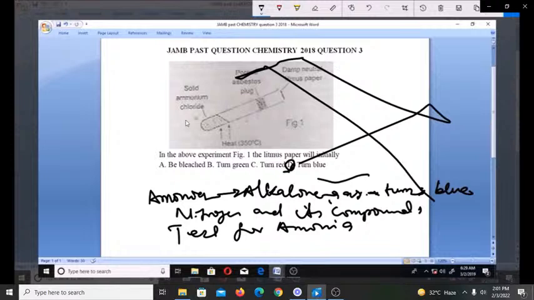So what you're considering here is ammonium chloride. Whenever it is heated, ammonia has to be liberated, and this ammonia turns this litmus paper blue, and that is why we have this as your answer. So the right answer is turns blue, D. Thank you.